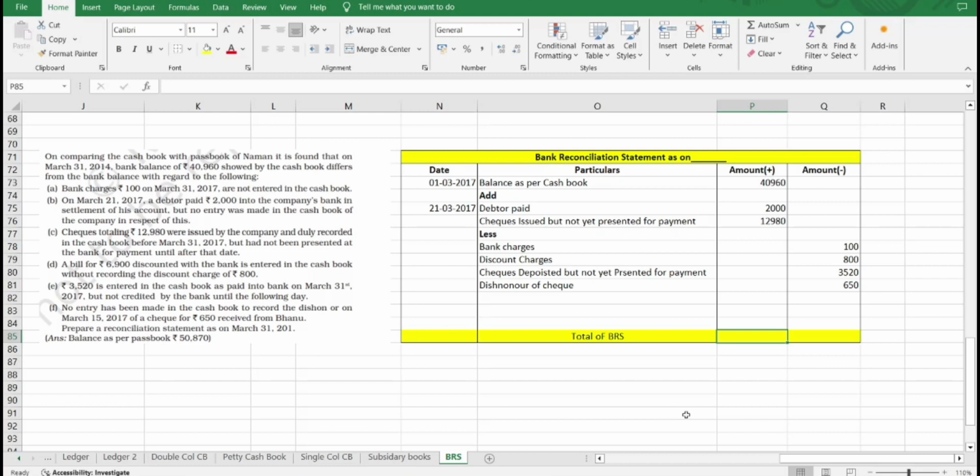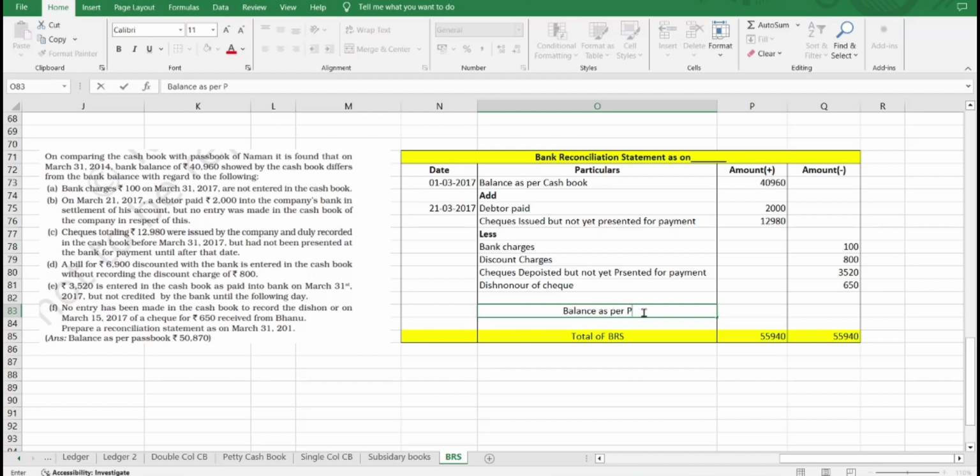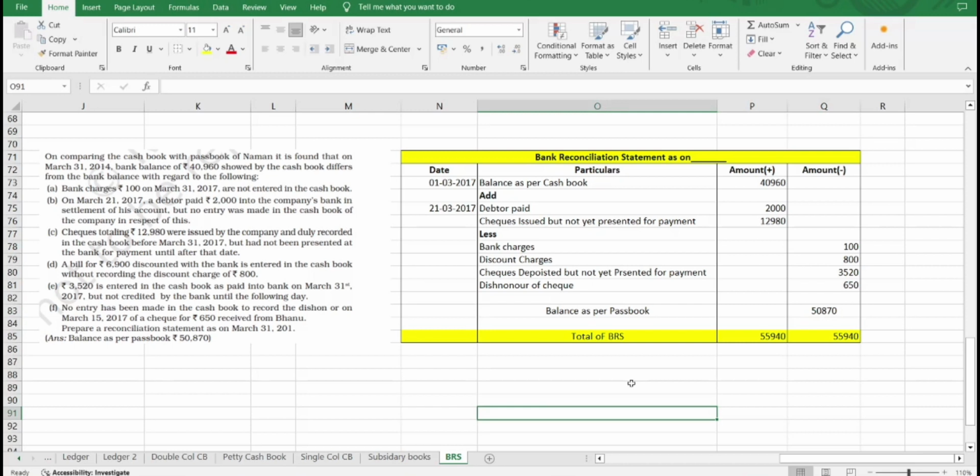The total of debit column of cash book is 55,940. And the total of credit column of cash book is 5,070. So balance as per passbook is rupees 55,940 minus 5,070. That is rupees 50,870 is our balance as per passbook.